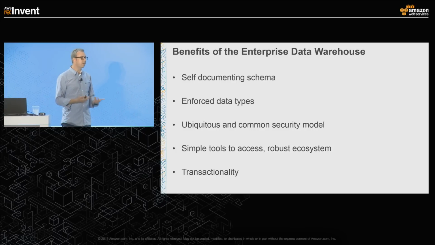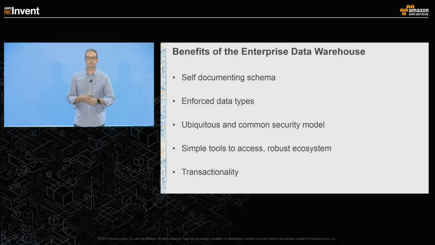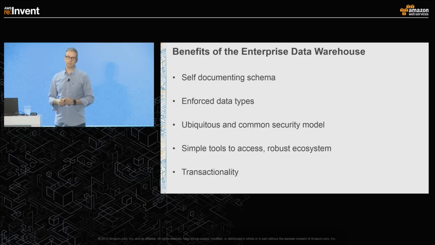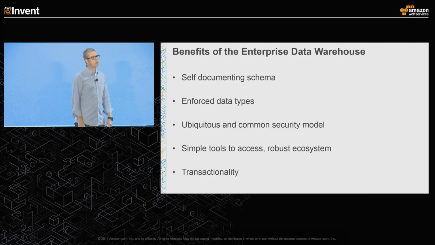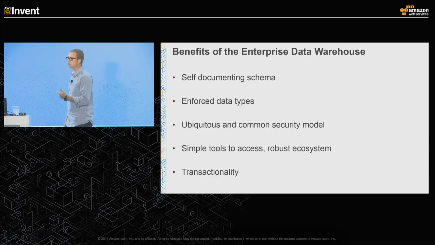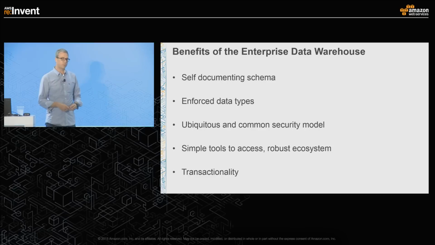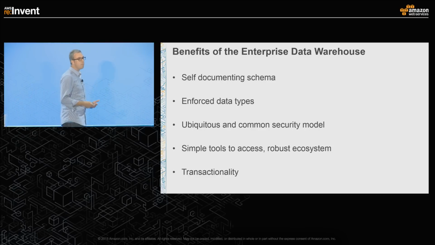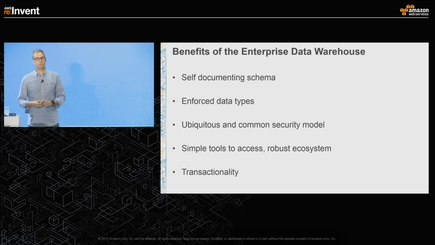Those benefits included things like a self-documenting schema for our data, very concrete and enforced data types so that people couldn't make mistakes and interpret data in the wrong way, normalization rules that helped us have consistency with how we expressed business relationships. It gave us a very common, ubiquitous security model. And then, of course, it was very simple to access with a tool like SQL.